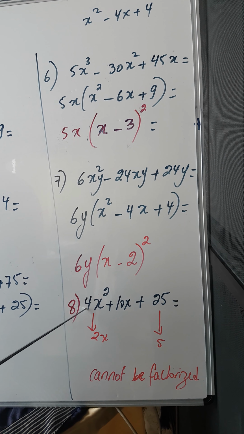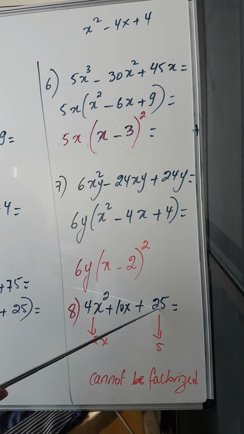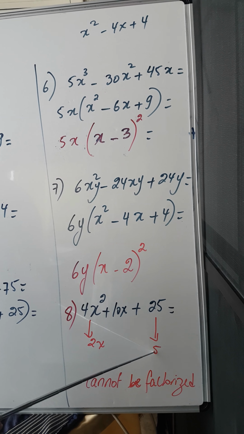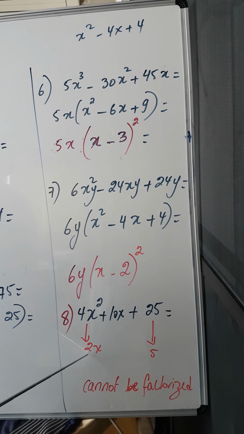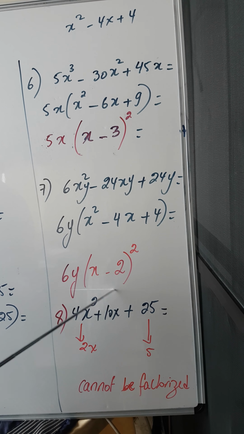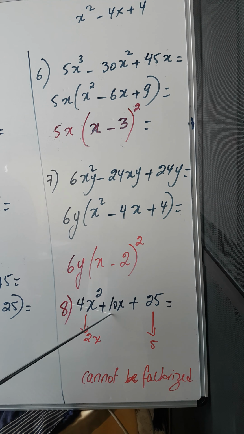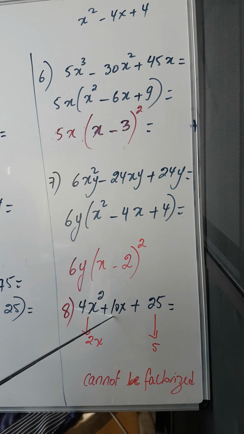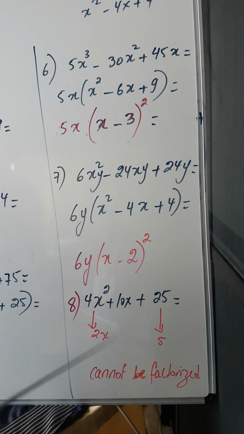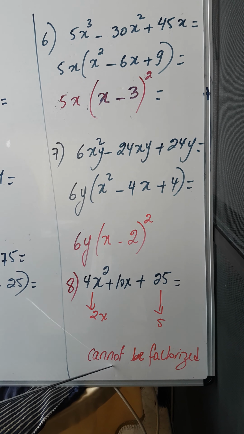The last example, the square root of 4x squared is 2x. The square root of 25 is 5. So the middle term should be 2x times 5 times 2. So the middle term is 2x times 5, it has to be 20 and not 10. So in this case, this trinomial is not a perfect square and it cannot be factorized.